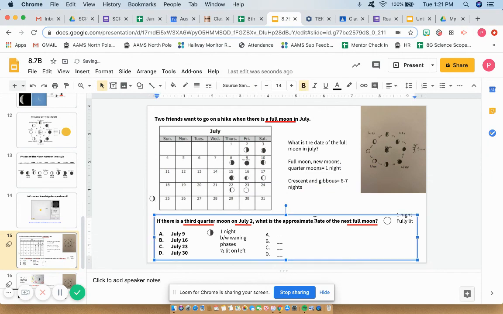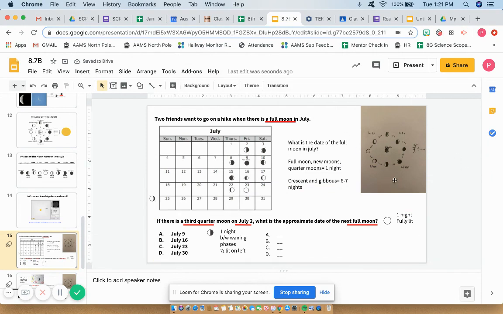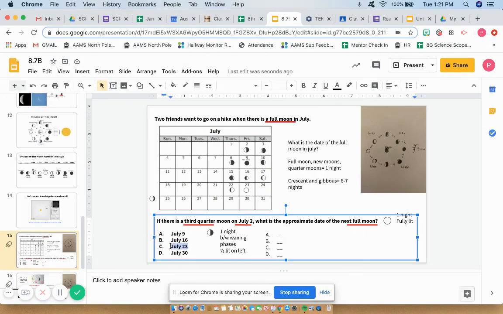So now we've done it using our graphic organizer and our pattern for how long each phase lasts. We have found that the next full moon in July will happen on July 23rd. And we can go in and check ourselves. So here we can see we have our last quarter. A week later, we have a new moon. About another week later, we have our first quarter. And another week later, we have our full moon. Great job on that, guys. Let's just go ahead and underline our correct answer.